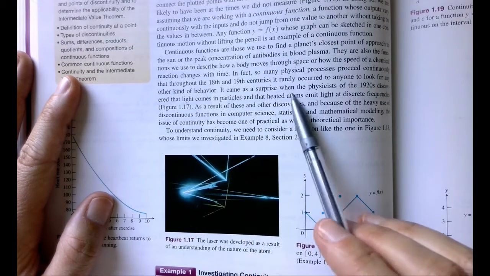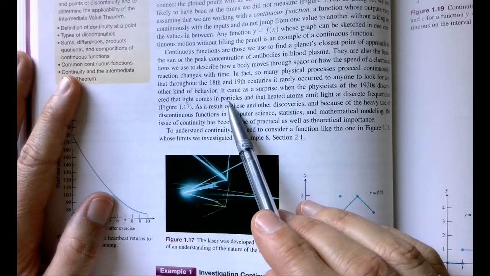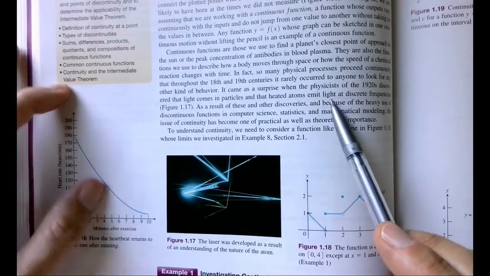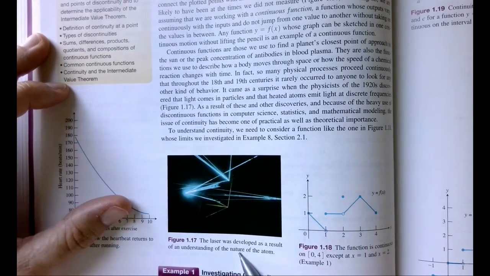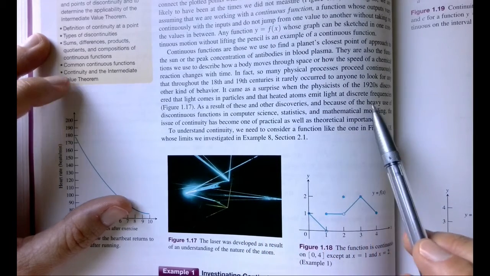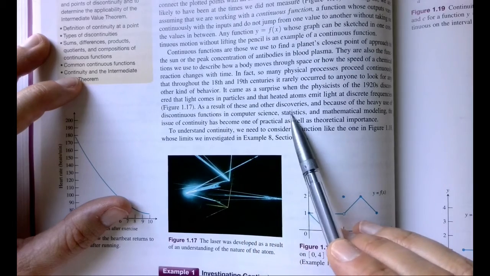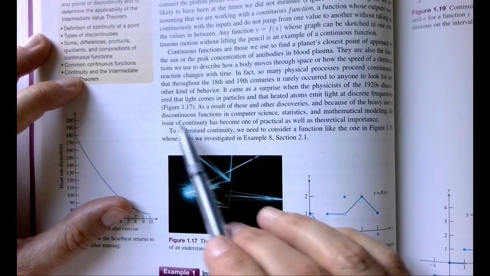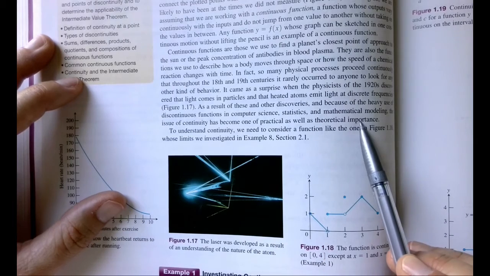It came as a surprise when the physicists of the 1920s discovered that light comes in particles and that heated atoms emit light at discrete frequencies. And that shows us this cool figure right here. As a result of these and other discoveries, and because of the heavy use of discontinuous functions in computer science, statistics, and mathematical modeling, the issue of continuity has become one of practical as well as theoretical importance.